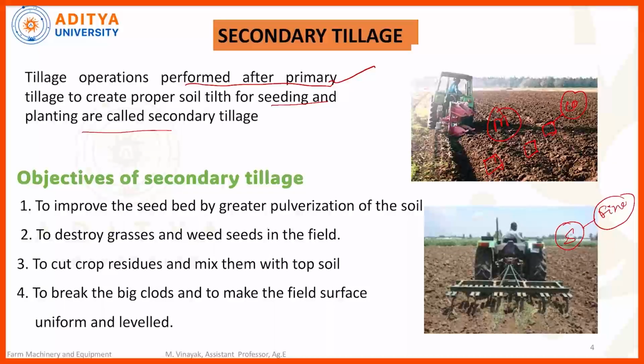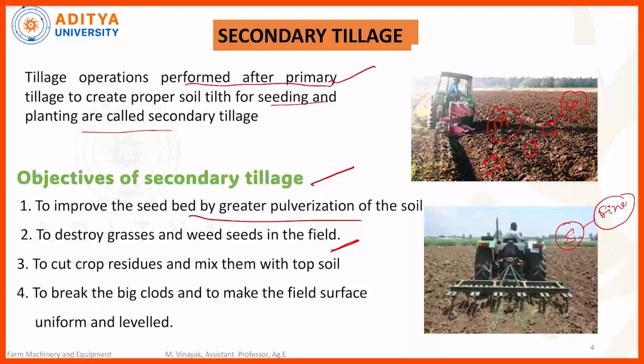Next one is the objective of the secondary tillage: to improve the seed bed by greater pulverization of the soil. Here we are improving the soil structure in view of upcoming sowing operations. Next one is to destroy the grasses and weeds in the field.